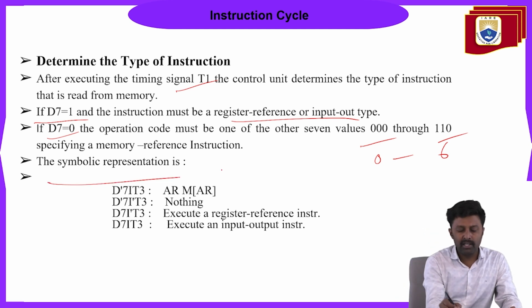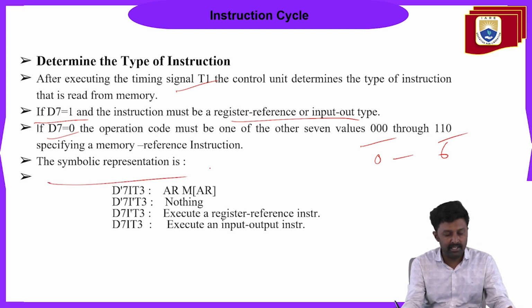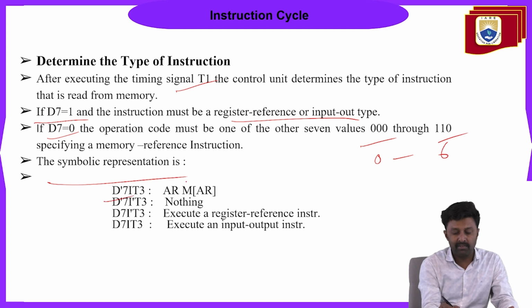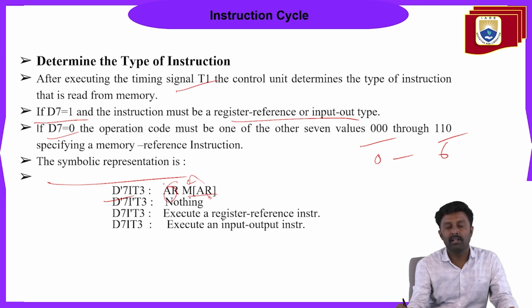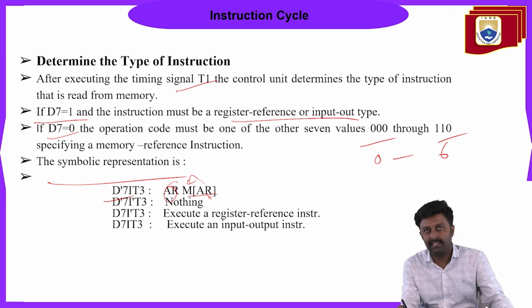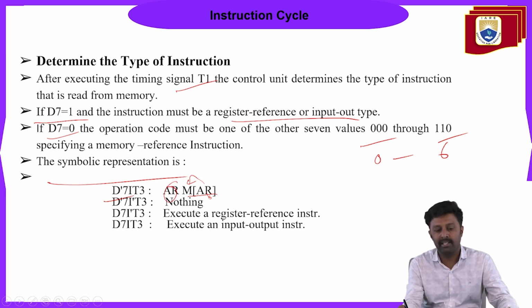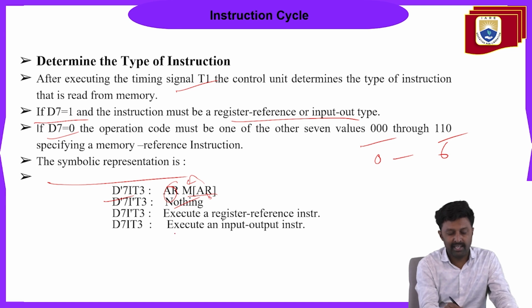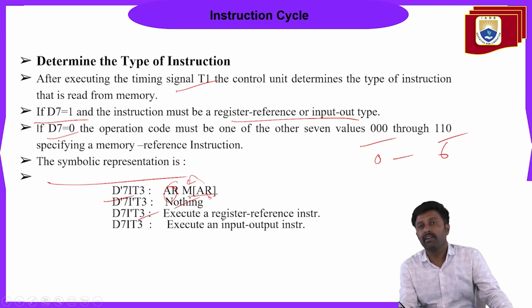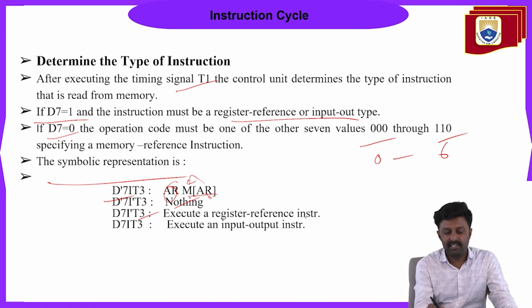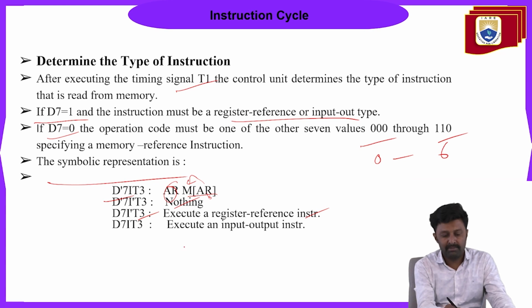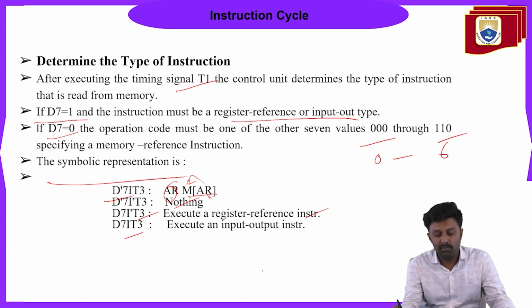So the symbolic representation of the same thing is mentioned here. Let us say D7, this indicates that the address register is there in the memory, which will have an address register. So in the address register, the address will be there. See here, nothing. Then in the T3 cycle, execute the register reference instruction here. Then at the same cycle, D7, D3, it will execute the input output instruction.